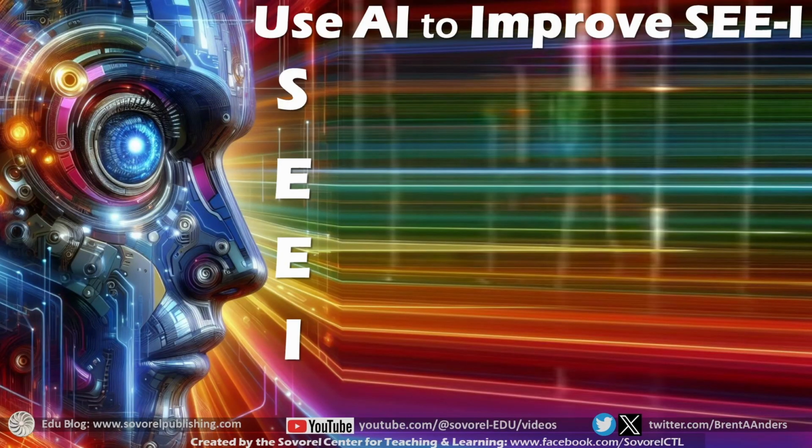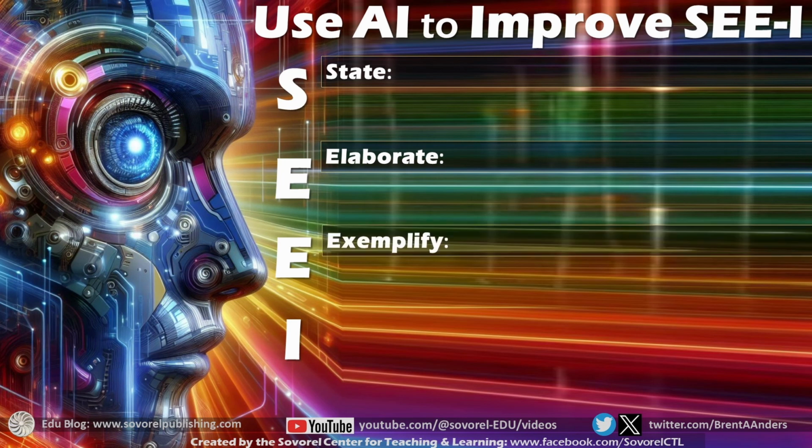I'm excited to share with you another important acronym that can really help us with our overall teaching and learning. Additionally, the great part about this is that generative AI can help us in using this acronym and in helping our students develop capabilities with this acronym as well. The acronym that I'm talking about is called SEEI. It stands for S for state, E for elaborate, E for exemplify, and I for illustrate.